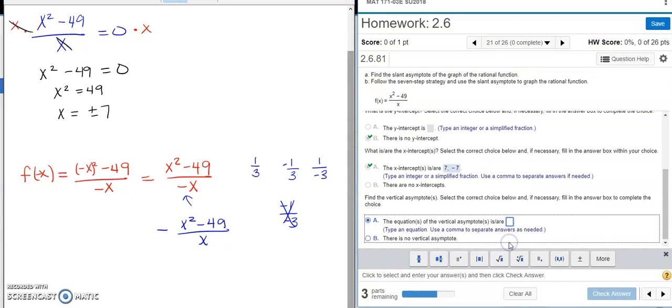You can't just go in here and type 0. You have to read the instructions. It says the equations of the vertical asymptote. A vertical line means it's x equals whatever number. So we're using x equals 0. If you don't type it as an equation, it is wrong. Okay? That's not MyMathLab grading something wrong. That's you not following directions. You have to read the directions.